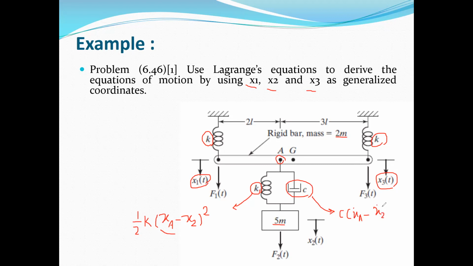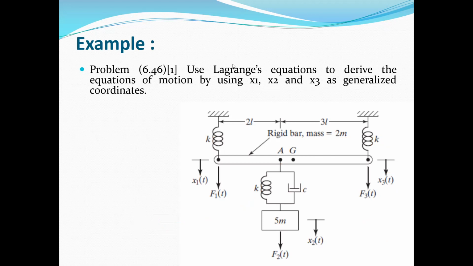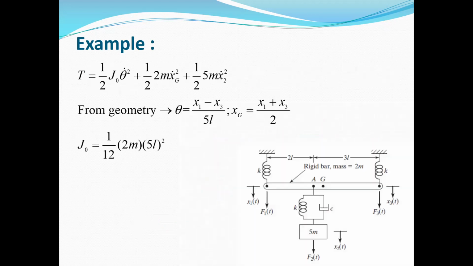This is the force in the spring multiplied by its displacement, which is again xa minus x2, and we need to use this spring. Again, we should substitute for xa and xa dot as a function of x1 and x3. So by using this geometry relation, we can extract the kinetic energy and potential energy as a function of x1, x2, and x3, and then we can substitute into the Lagrange equation. So the first step, we obtain the kinetic energy for this system.